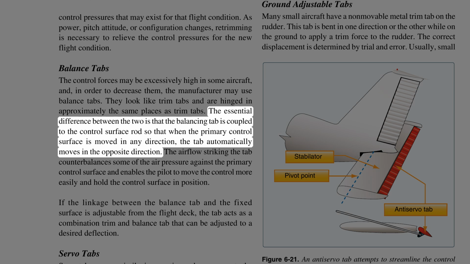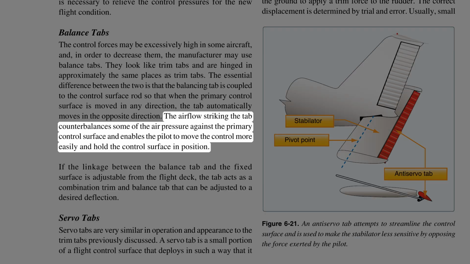The essential difference between the two is that the balancing tab is coupled to the control surface rod so that when the primary control surface is moved in any direction, the tab automatically moves in the opposite direction. The airflow striking the tab counterbalances some of the air pressure against the primary control surface and enables the pilot to move the control more easily and hold the control surface in position.